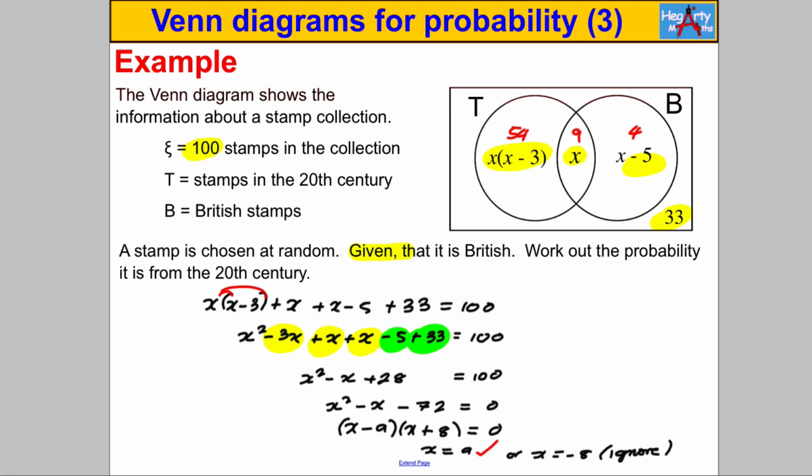It says a stamp is chosen at random, given it is British, work out the probability it is from the 20th century. This given is a key element here. You are told one fact about it: it is certainly British, so you are only considering from the restricted set, the British set. There are 9, add 4 in that set, 13 stamps in that set. So work out the probability of the 20th century. There are 9 such stamps in the 20th century out of the 13, so the probability must be 9 out of 13, and we're done.